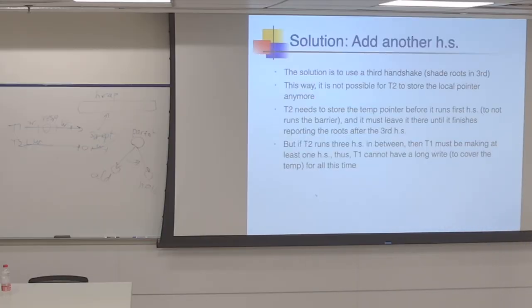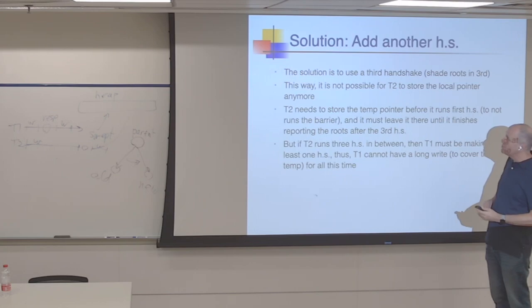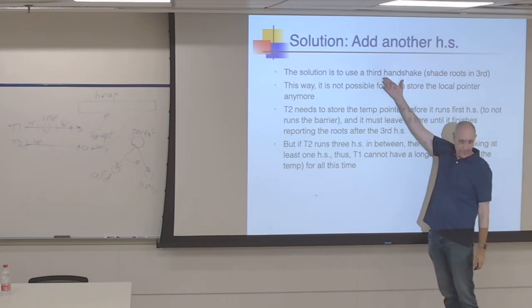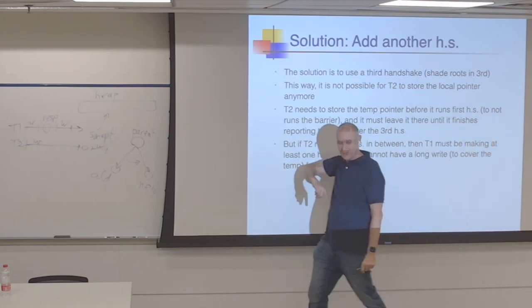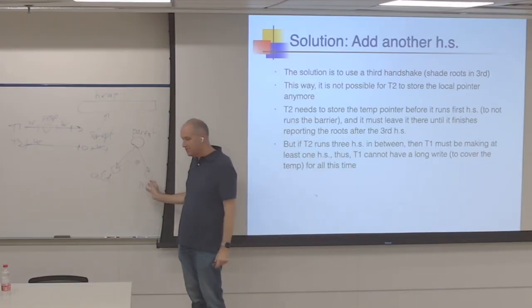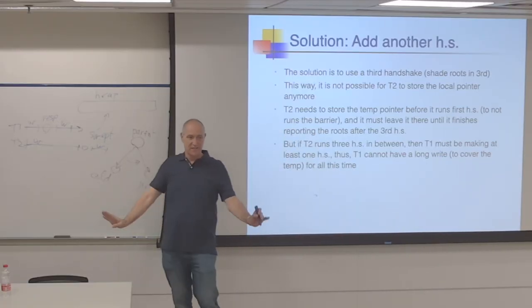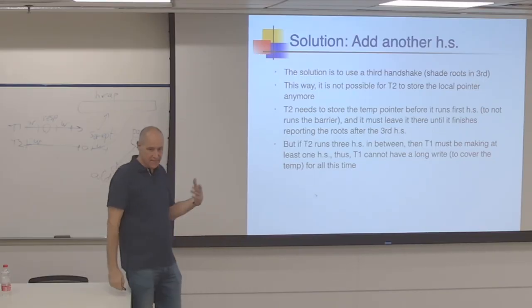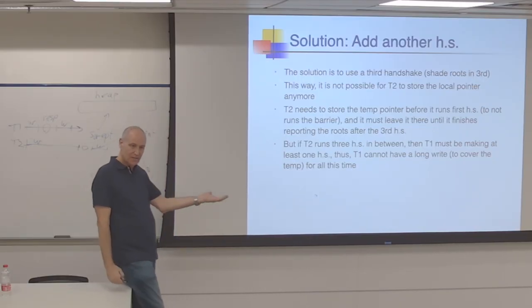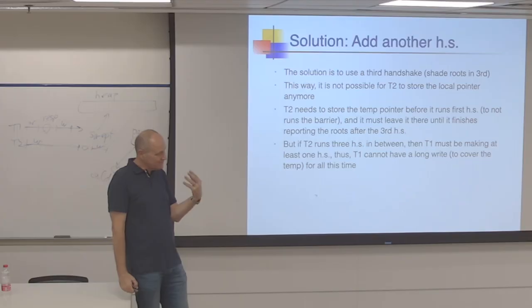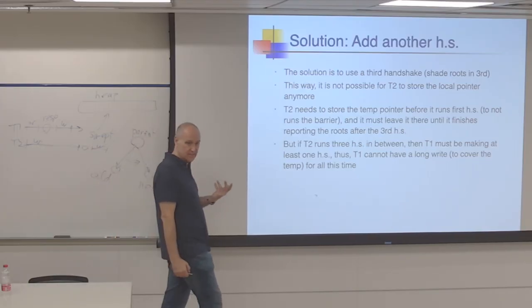And so what DLG do in the end, they actually add a third handshake. And between the first and the third handshake, they shade both the old and the new, and then it becomes correct. But it's not easy to get to that, and it's clear why people make mistakes in this.